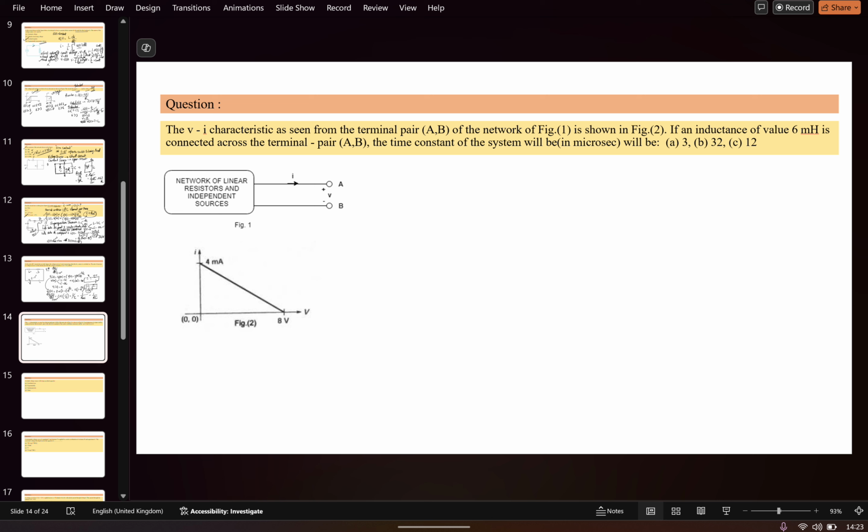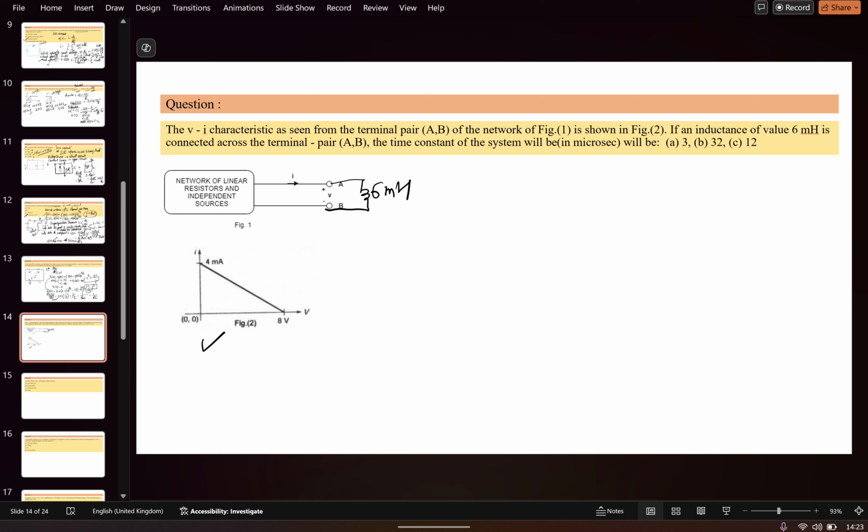So moving to the next question. In this question, the VI characteristic is given as shown from the terminal AB. This is the terminal AB, and the VI characteristic is given in figure 1. If an inductor of 6 millihenry is connected across it, the time constant of the system in microseconds will be?